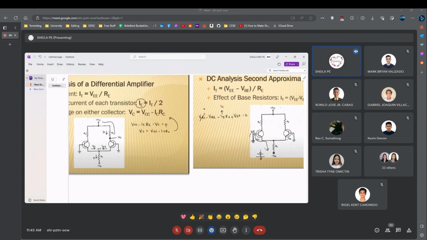So we only have VEE minus VBE, then transpose IE, because we need to find IE or IT, the tail current. So that's IE RE. Divide both sides by RE para makuha si IE. Right? So, diha gikuha si IT: VEE minus VBE divided by RE. Muna siya nga formula. It's the same as our electronics. Kinamdong pa mo ba na, class?